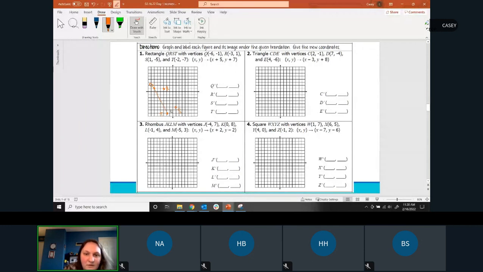Did I do something wrong with my R? Something is not right here. What did I do with my R? 1, 2, 3, 1. Okay, maybe my Q is wrong. 1, 2, 3, 4, 5, 6, 1. Oh, yeah, Q is at negative 6, negative 1. There we go. I knew that looked weird, because it said it was a rectangle, and that clearly was not a rectangle. Negative 6, negative 1. That's better.